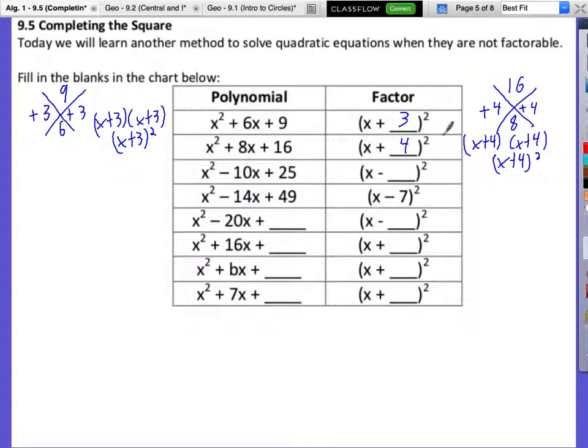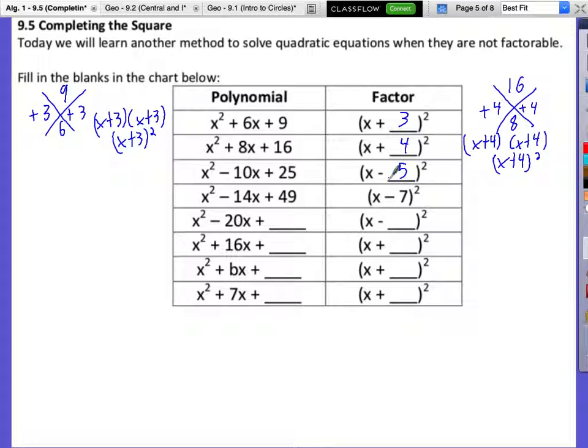Next one is 5. How are you going to know that though, Jacob? Because negative 5 plus negative 5 is negative 10. Okay, so before we had 4 plus 4 is 8, 4 times 4 is 16. 3 plus 3 is 6, 3 times 3 is 9. Now Jacob's saying this one's negative, but if we have negative 5 plus negative 5, that gives negative 10, and negative 5 times negative 5 gives positive 25. So would that work? Yes.